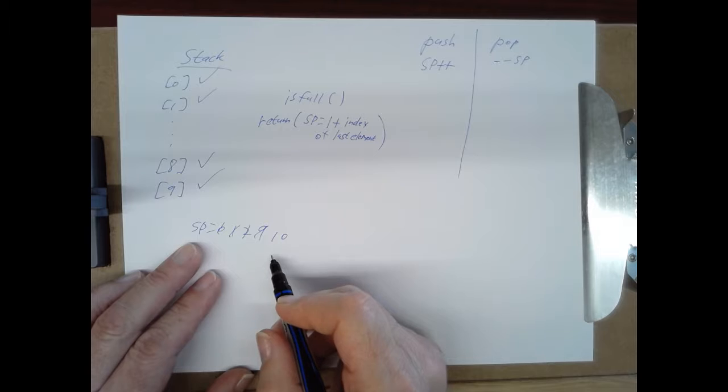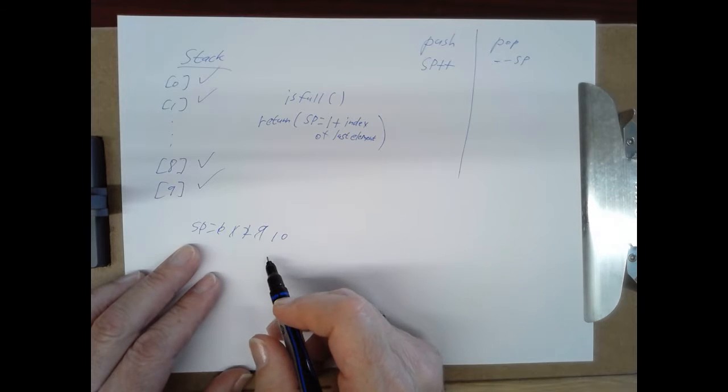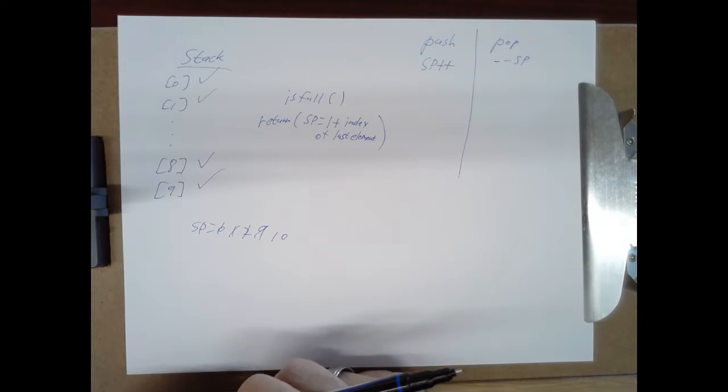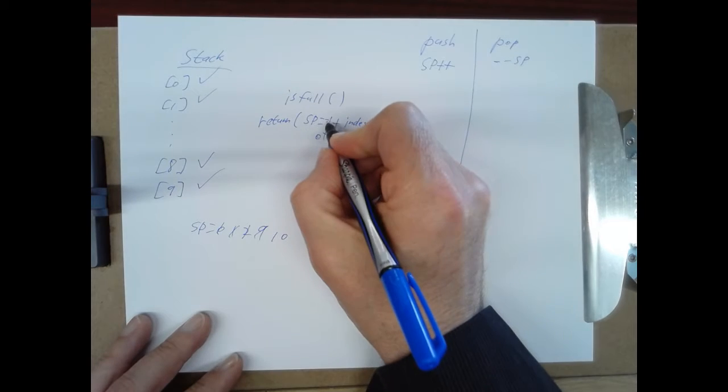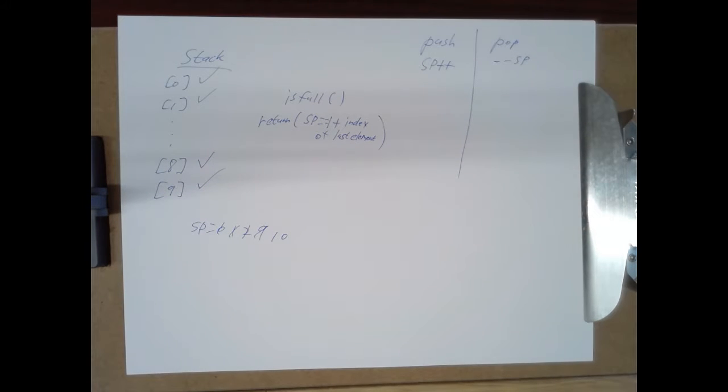stack is full. If you do one equal sign like that, isn't that just going to set it? Yeah, it's pseudocode. Because you can't say index of last element either, but good for catching that. So if the stack pointer is equal to the index of the last element, or if it's equal to the number of elements in the array, right, then the stack is full.